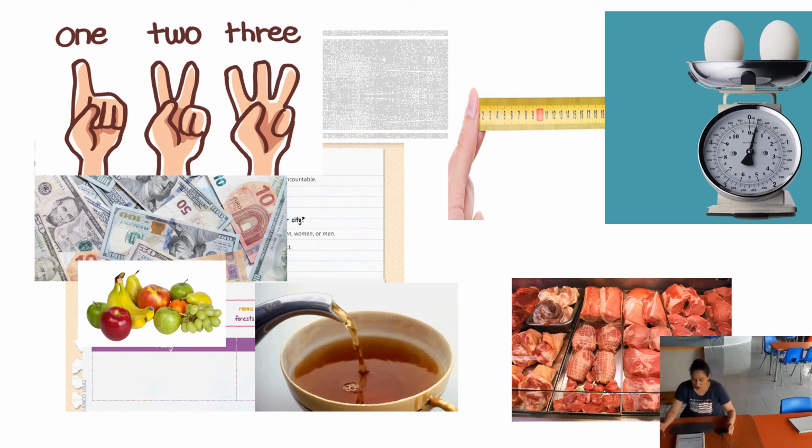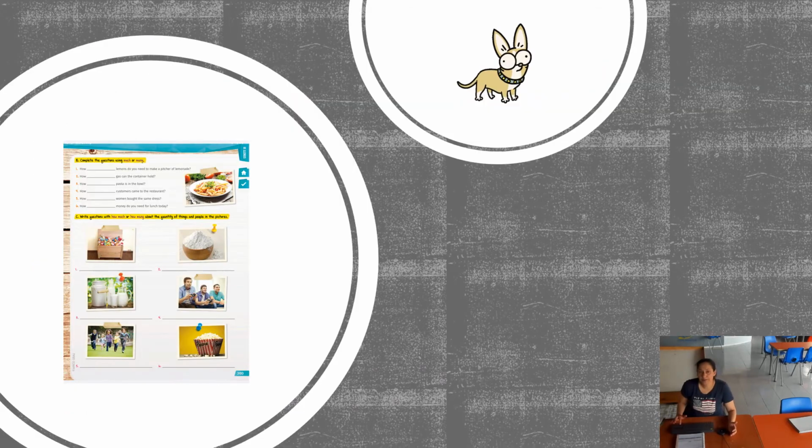Okay. So I already told you how to complete that table. Now we can go to page 380, right? And on the first exercise, I want you to complete the questions with much or many. Think.